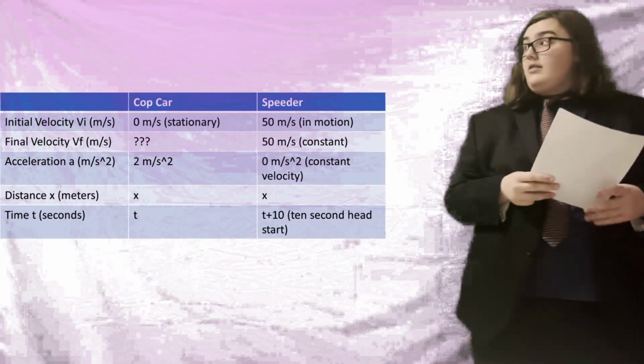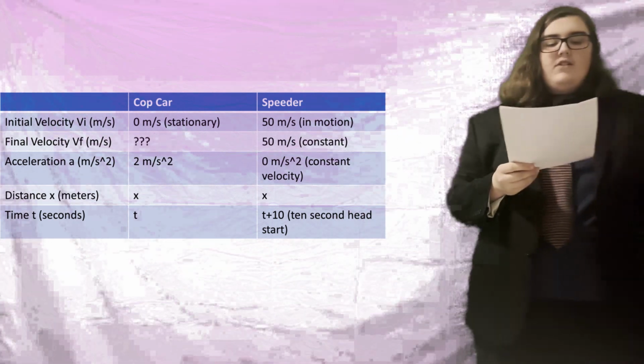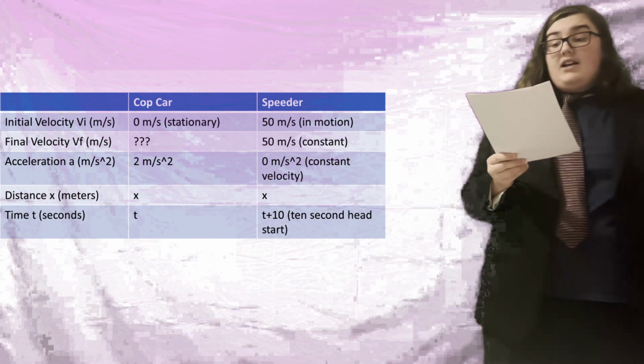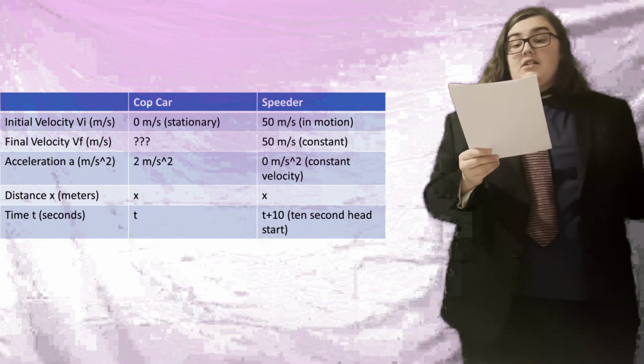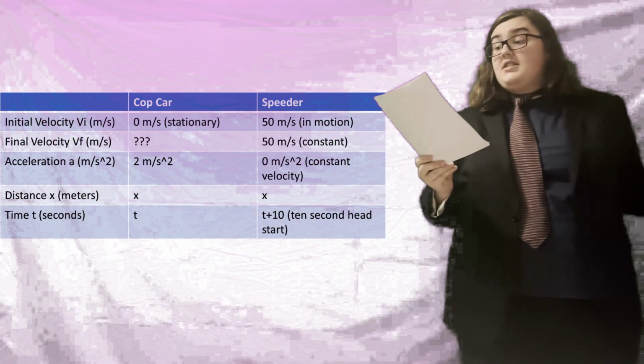So we'll make a table here. Hopefully the table will show up right here. Our initial velocity for the cop car is 0, for the speeder is 50. Our final velocity is unknown for the cop car, but for our speeder is 50. Our acceleration is 2 for the cop car and 0 for the speeder. The speeder is not accelerating, it's at a constant velocity.